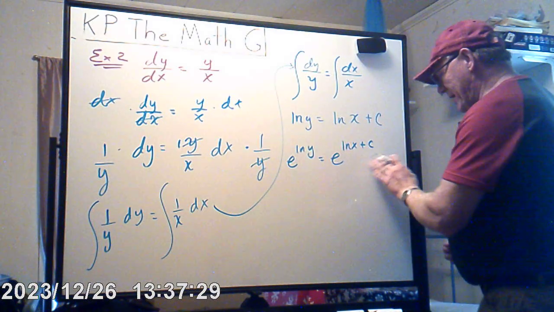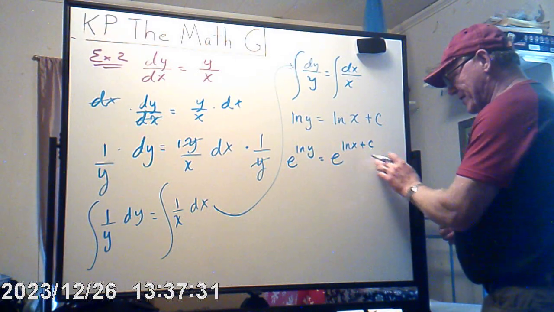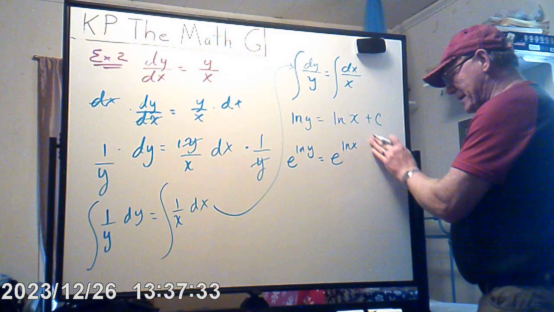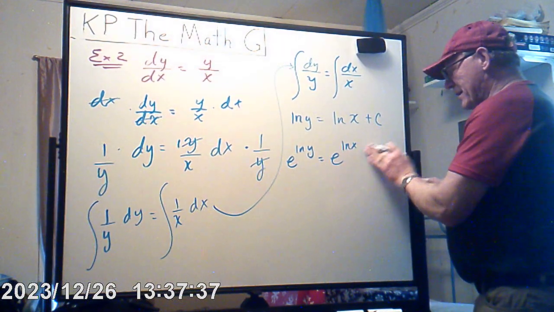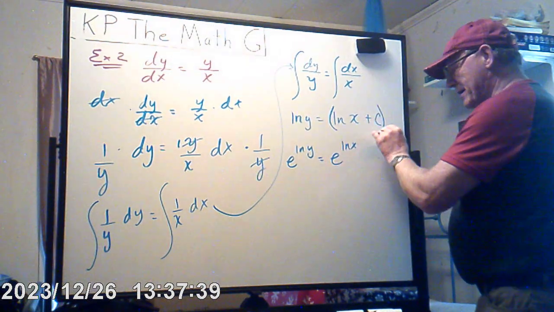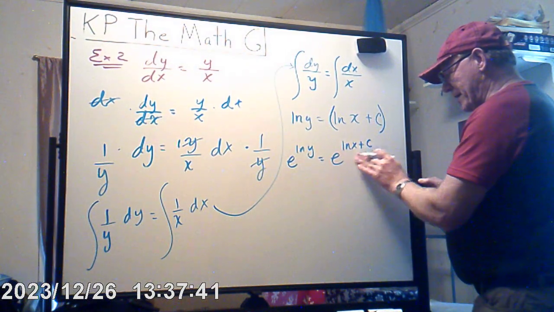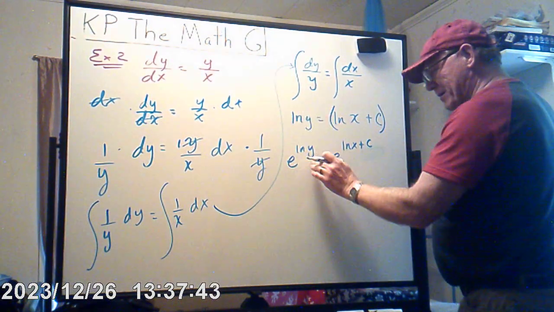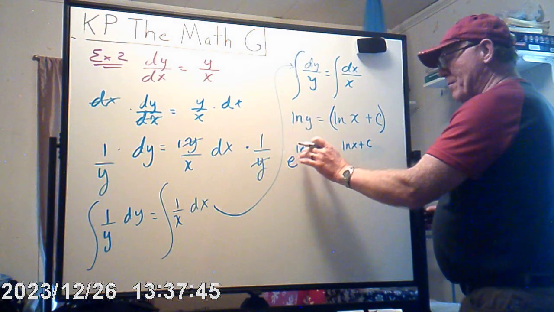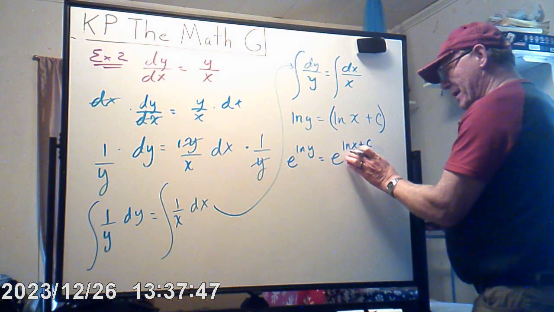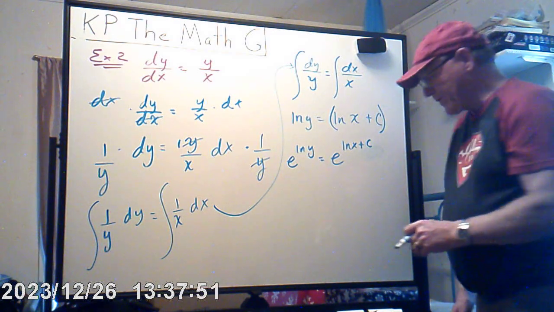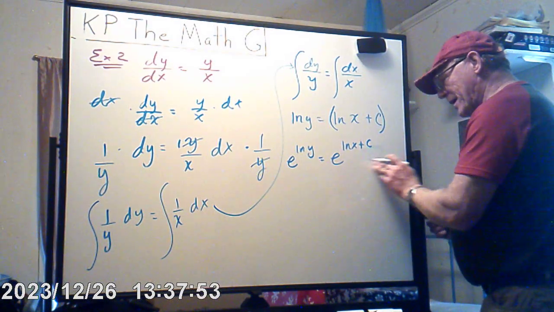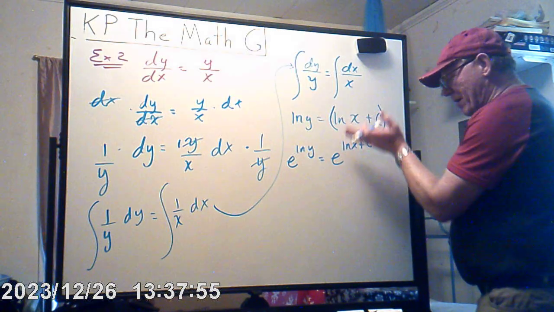Don't leave the c out here. Don't just say plus c out here like this. Don't erase this and say, oh, that's plus c there. Don't do that. This whole side needs to be raised up. If this whole side here, which is just y, ln y, needs to be raised up, well, this ln x plus c needs to be raised up too. So don't forget that. Don't just put plus c here. You have to raise all of it.